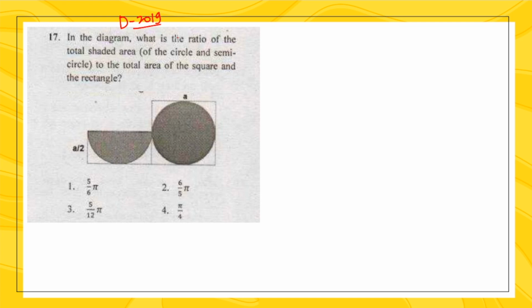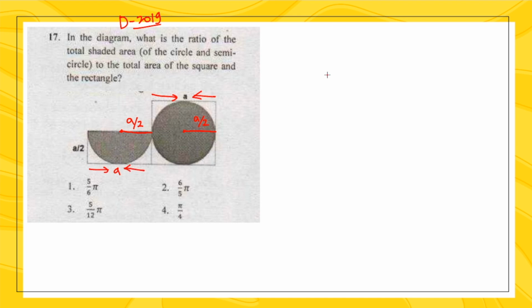It says, in the diagram, what is the ratio of the total shaded area of the circle and semicircle which is given to you, to the total area of the square and rectangle. Very simple it is, but just the way they have asked is different. A is the length of the side of this square. So if I call this a circle, the radius of the circle will be a by 2, half of a. Same goes for the semicircle. From here to here it will be a by 2, and this whole length will be a, right?